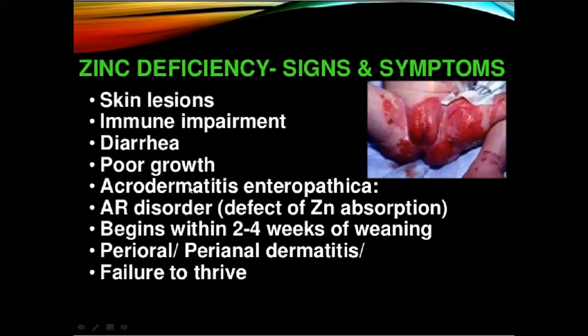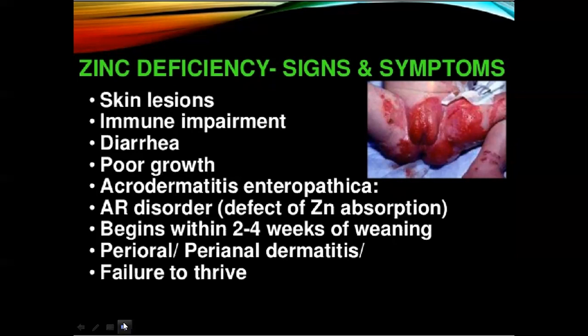Acrodermatitis enteropathica, an autosomal recessive disorder with defect in zinc absorption, begins within 2 to 4 weeks of weaning. Periorial and perianal dermatitis, that is failure to thrive. Failure to thrive is a topic for a whole session, so I will discuss it in another session.